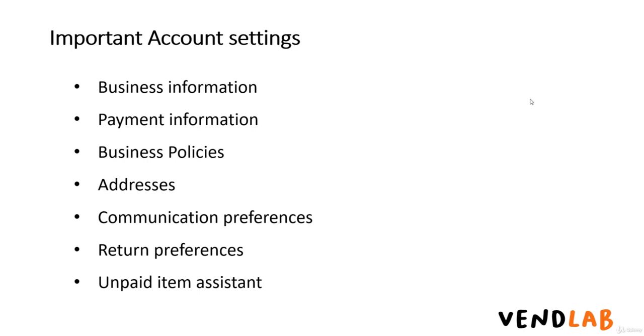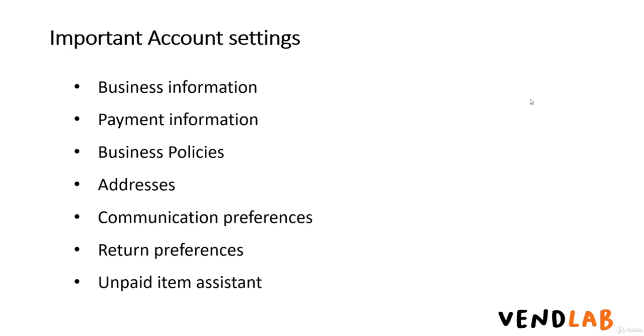Also, if there are not enough funds in your account to cover your eBay fees, how you want the additional funds to be paid. Business policies cover your shipping, payments and return policies. These are set centrally and then can be applied to listings. Addresses are all the relevant addresses for your account. You can set a different address for your delivery address, for your returns address and also your business address.